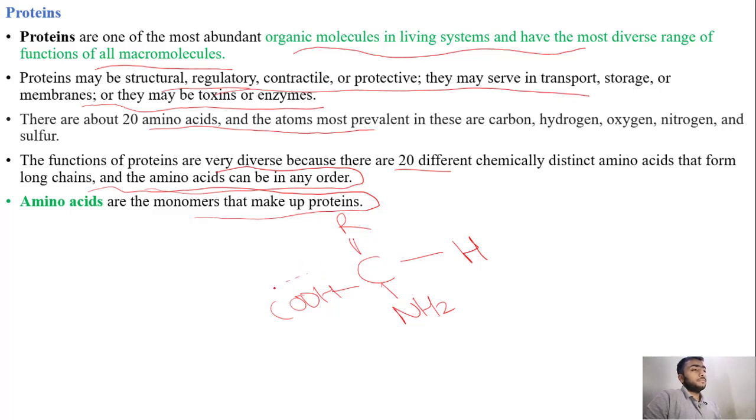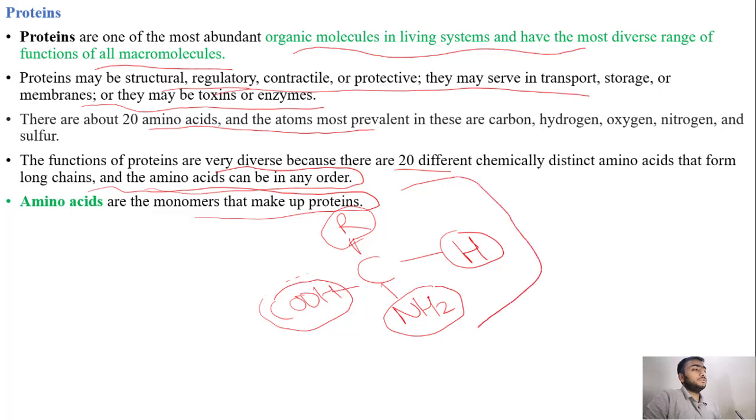So COOH is the carboxylic acid group, hydrogen is hydrogen, and then NH2 is the amino group, and R is what is the variable chain. So this is a general structure of a protein. So multiple proteins are linked together by bonds which are formed between this carbon.